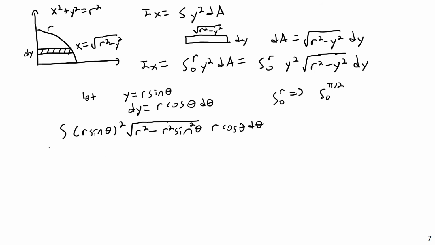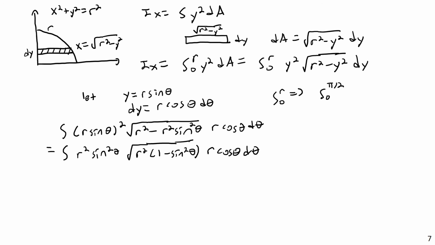So next, I'm going to go ahead and expand this out, and I might go ahead and factor this. So I'm going to have the integral of r squared sine squared theta times the square root of r squared times 1 minus sine squared theta. And again times r cosine theta d theta on the outside of the root. And so we have that, and I'll close parentheses there.